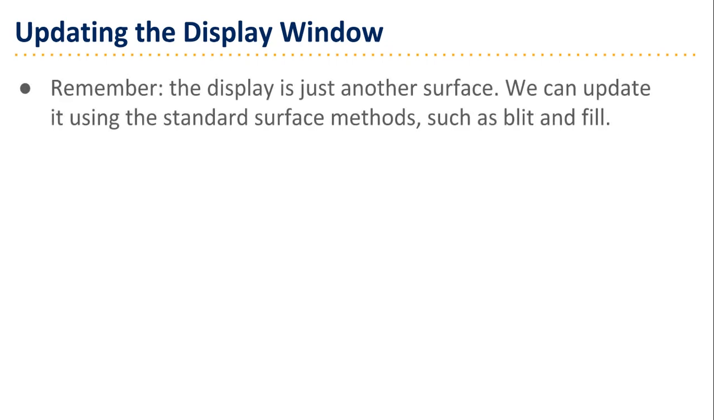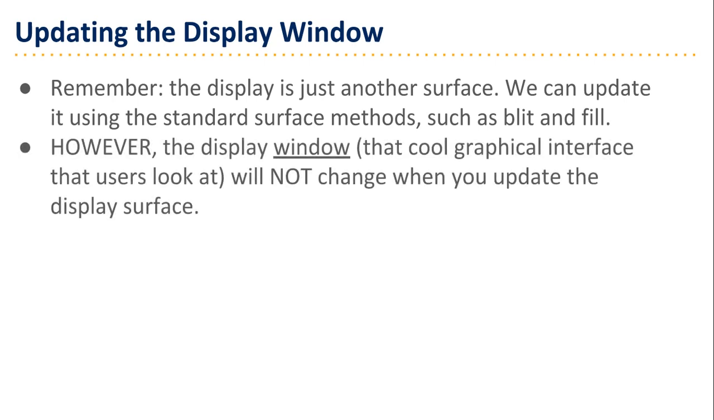So, updating the display window. How do we update this display? Well, first, a note. As I said, the display is just another surface. We ran the pygame.display.set_mode function, and that initialized the display, and it output a surface, and we saved that surface into a variable. Because we saved that surface object in a variable, we can update it later. We can fill it, we can blit it, we can load images onto it, we can do whatever we want.